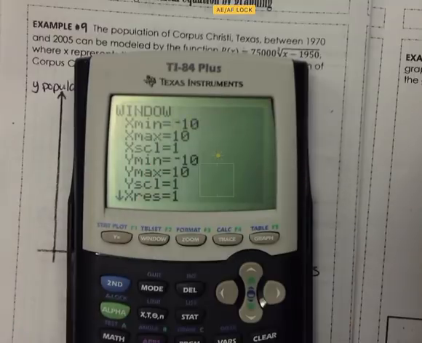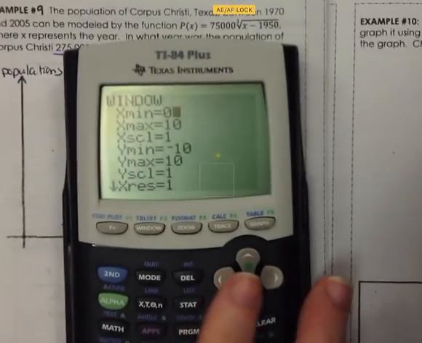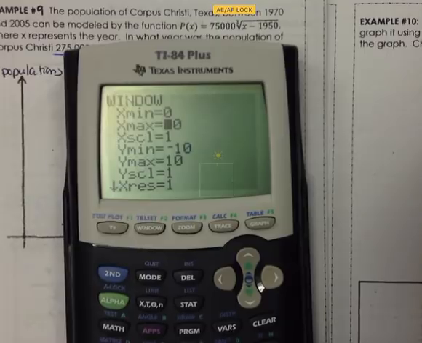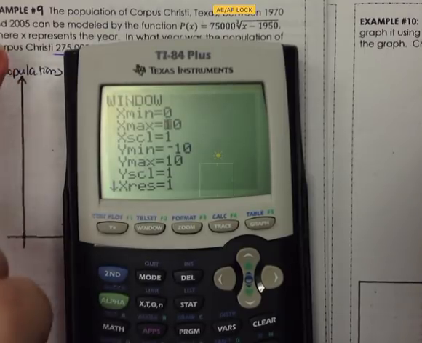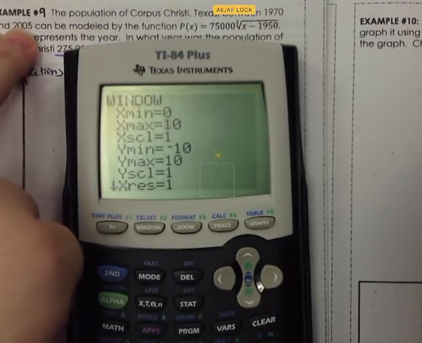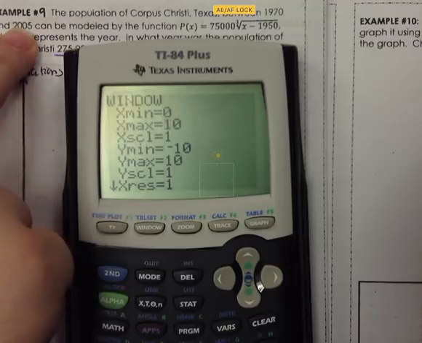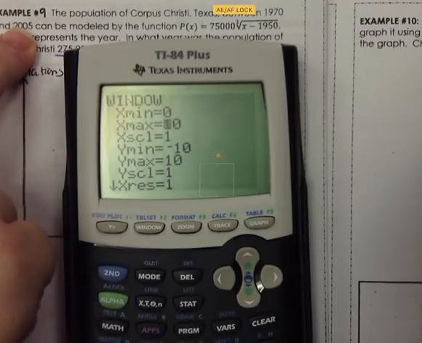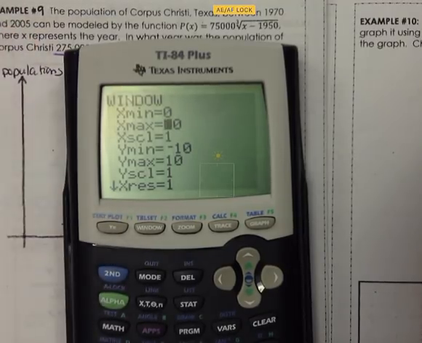X minimum, that's the years. Technically we can have a minimum of 0 years. We press 0. Then for our X maximum, 2005 would be the end of the range between 1970 and 2005, but we can put more than 2005. Let's do like 2,500 as a precaution so that we can actually see the graph.